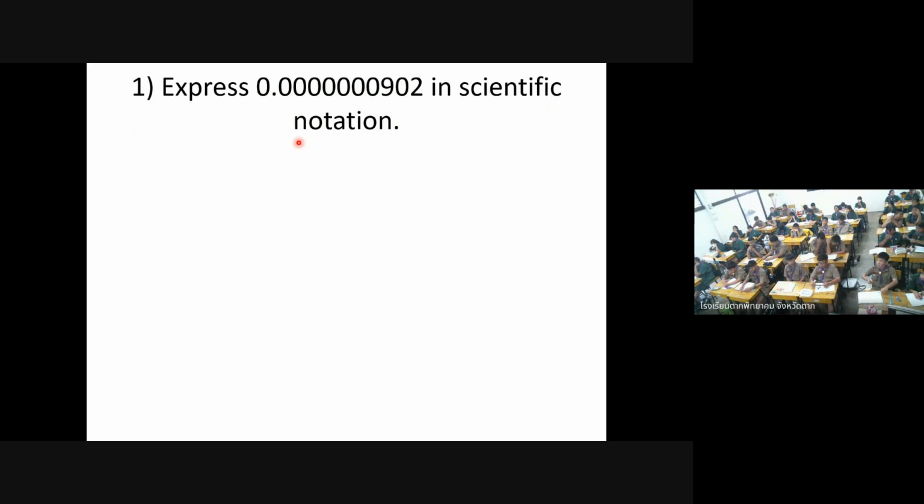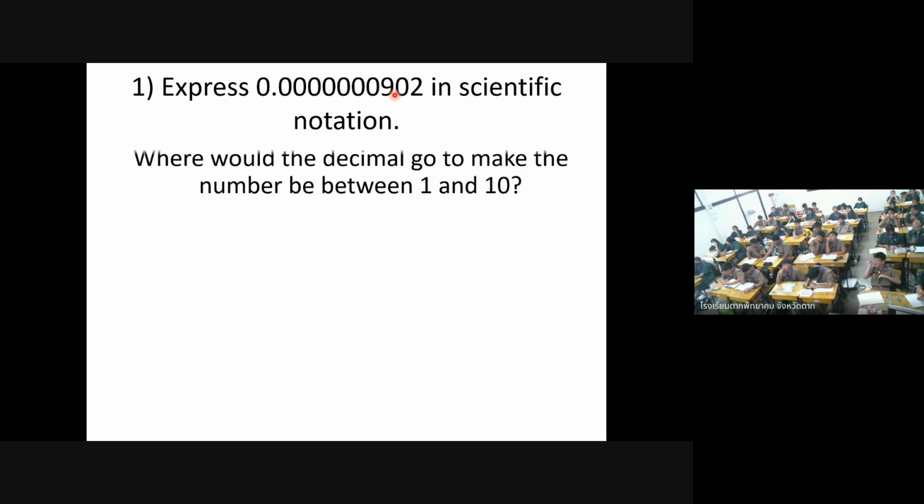Let's have this number. We have here 0.000000902. So again, we're going to move the decimal point. This is the point, right? Where should we move it? Between what number? Between 9 and 0. So we're going to have here 9.02, right?